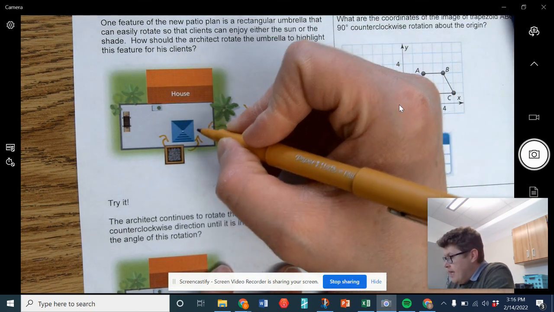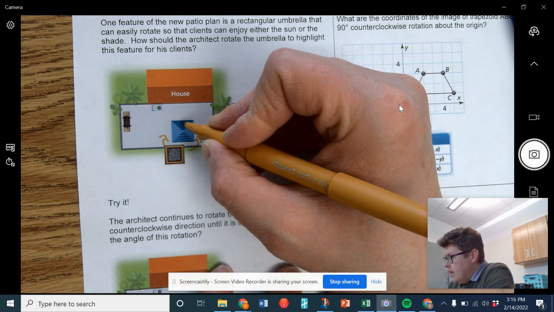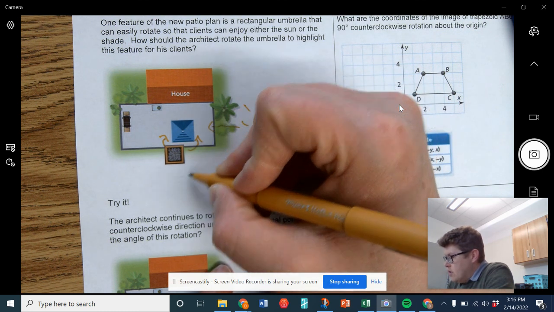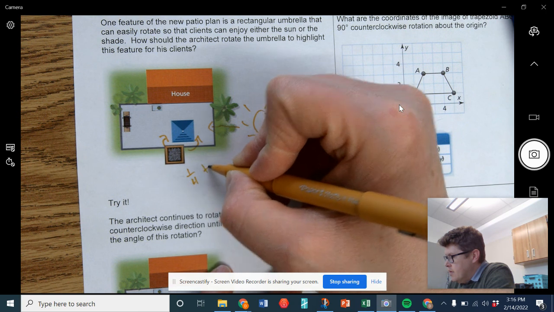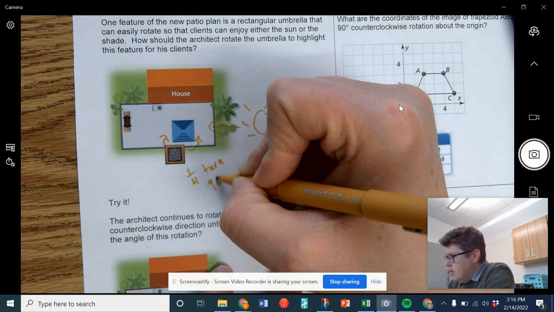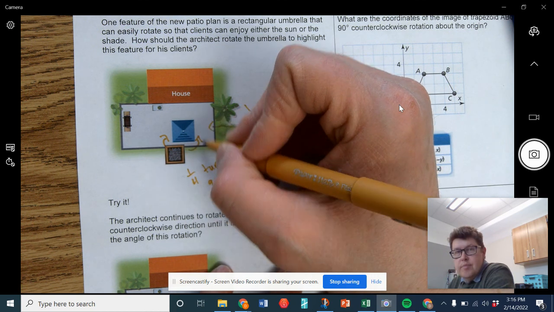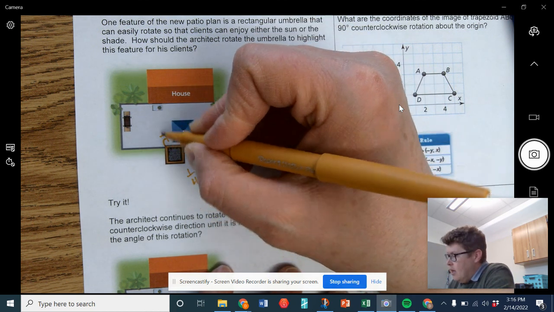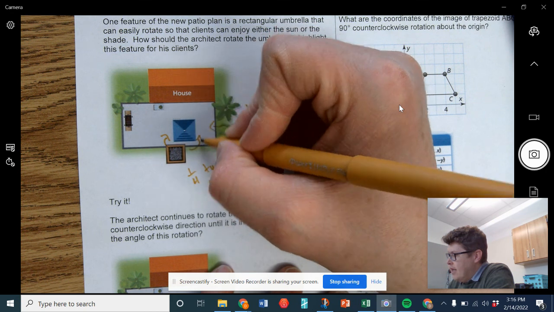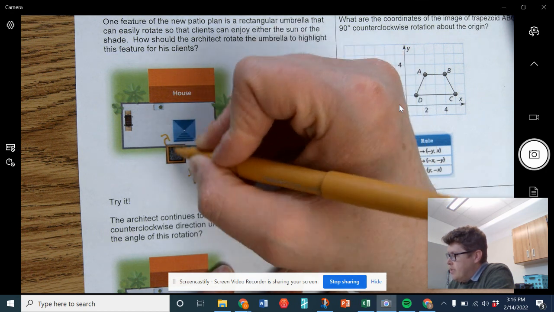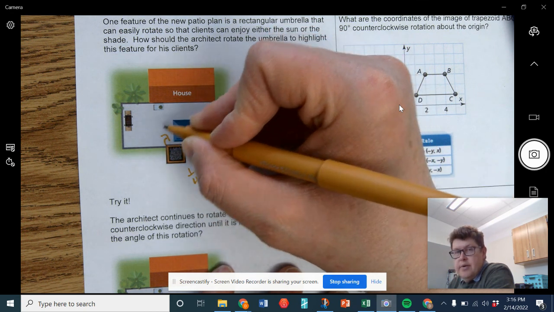So we only have to rotate it a quarter of a turn, right? So that's a quarter of a turn is 90 degrees, right? And then you just figure out whether you're doing it clockwise or counterclockwise. Clockwise follows the direction that a clock goes. Counterclockwise is opposite the direction of the clock.